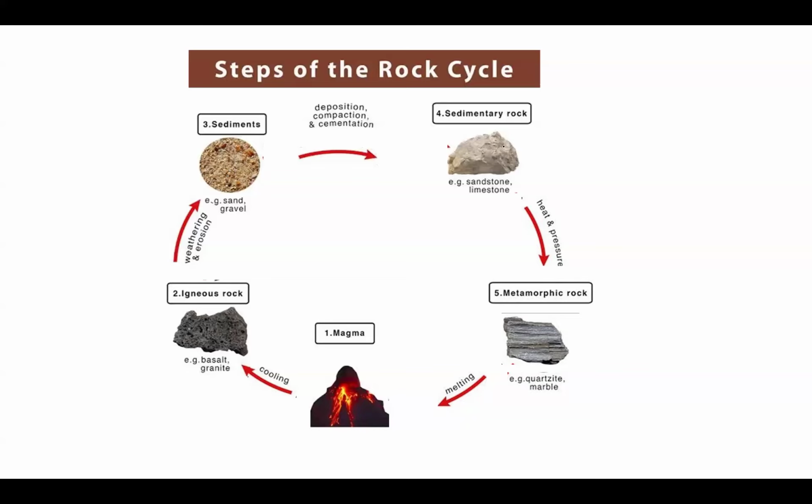It forms the sedimentary rocks, and these sedimentary rocks again go through heat and pressure and lead to the formation of metamorphic rock. The sedimentary rock becomes metamorphic rock because of the presence of severe heat and pressure. This metamorphic rock may go through melting and lead to the formation of magma. So that is how the rocks are formed.